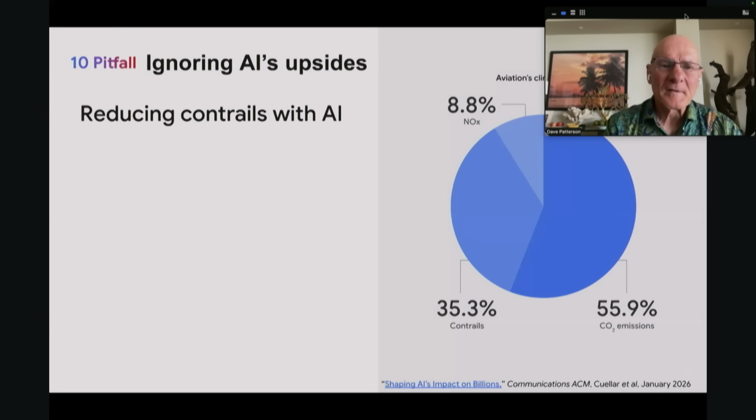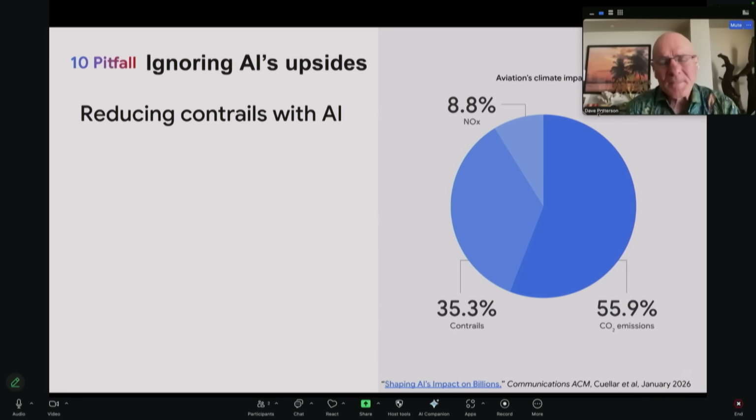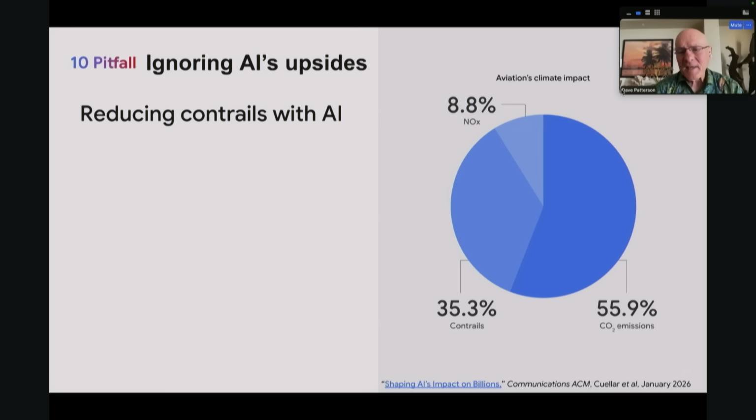Okay, so the final pitfall before we go to questions is ignoring AI's upsides. It can be a big mistake to ignore AI's downsides, but it's also a big mistake to ignore AI's upsides. My favorite example was done by Google. Here's one AI result that talks about carbon footprint.